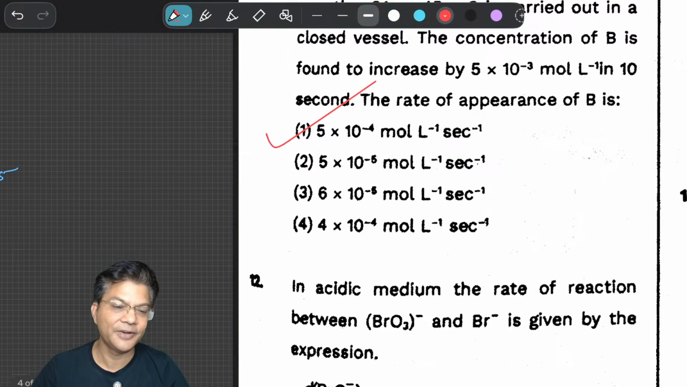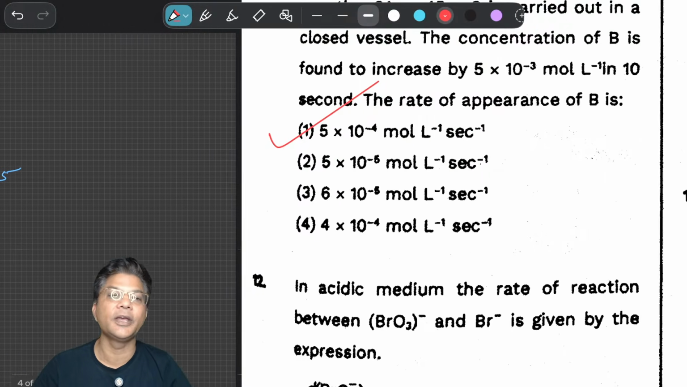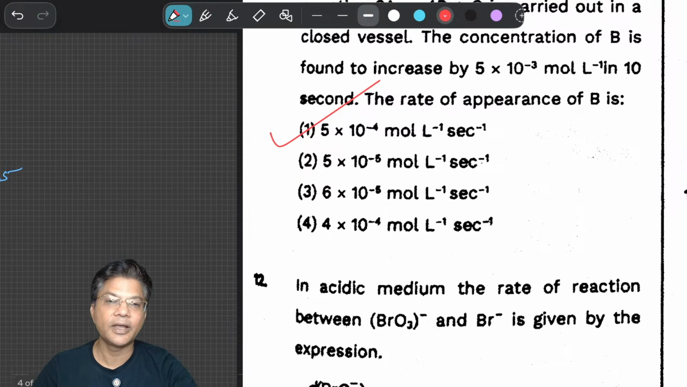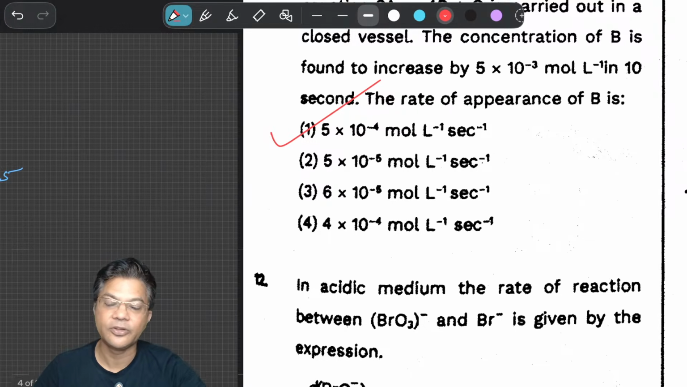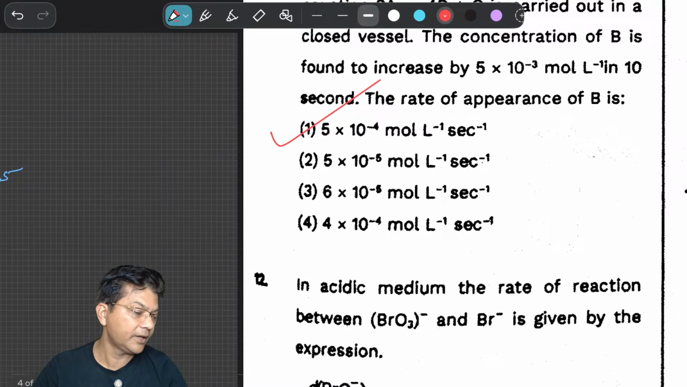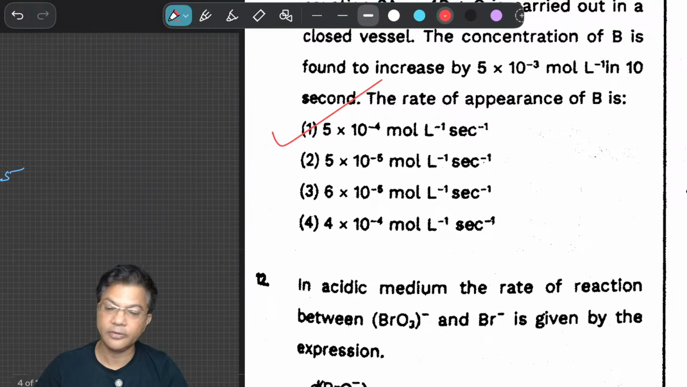Got it? Everyone, how was the question? It looked very tough, but you can solve it in a fraction of seconds. You were supposed to divide it by 10. Nothing else, right? Got it? Now, next question.